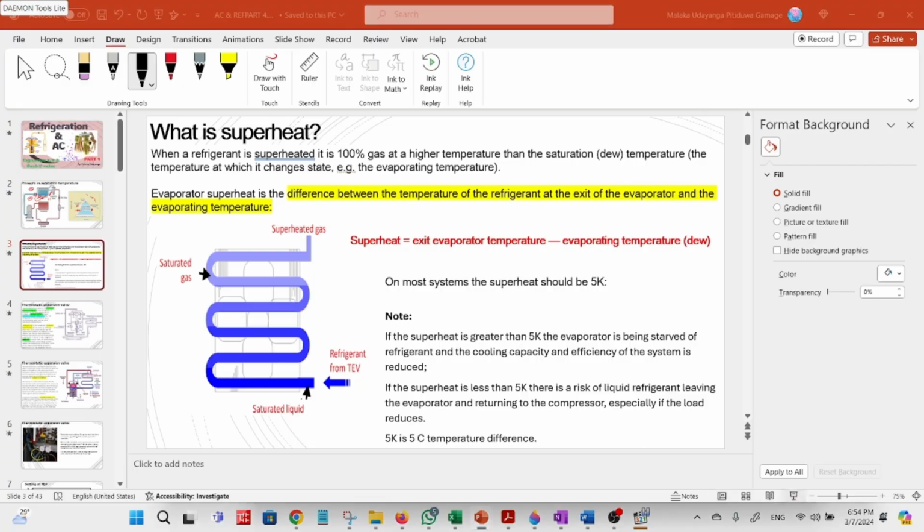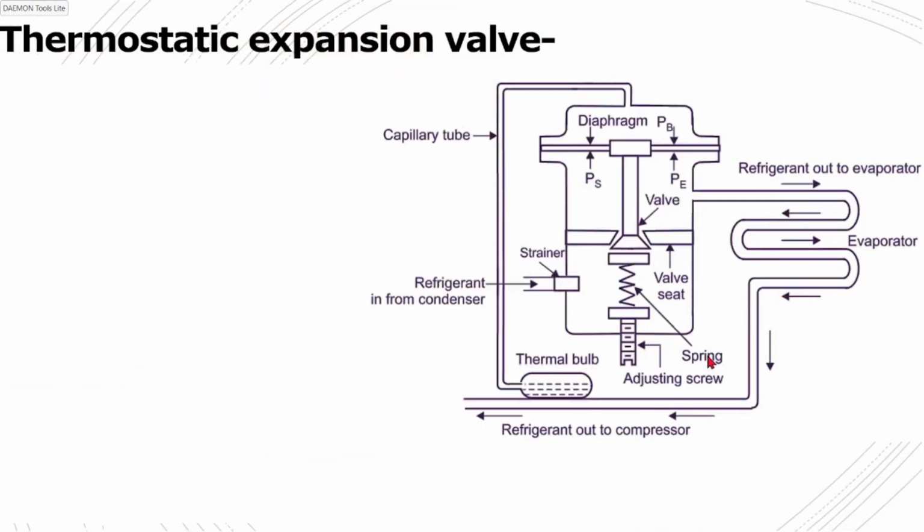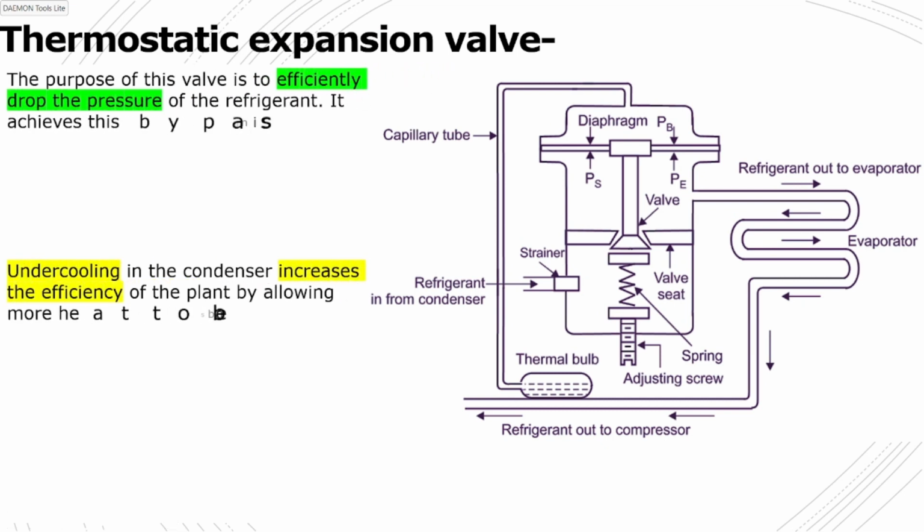And let's move back to the superheat. What is superheat? It is the exit of the evaporator versus the operating saturation temperature, right? And this is how it happens in the evaporator. The saturated liquid enters and then becomes saturated gas or vapor, and then it becomes superheated gas, right? Let's see how the thermostatic expansion valve works.